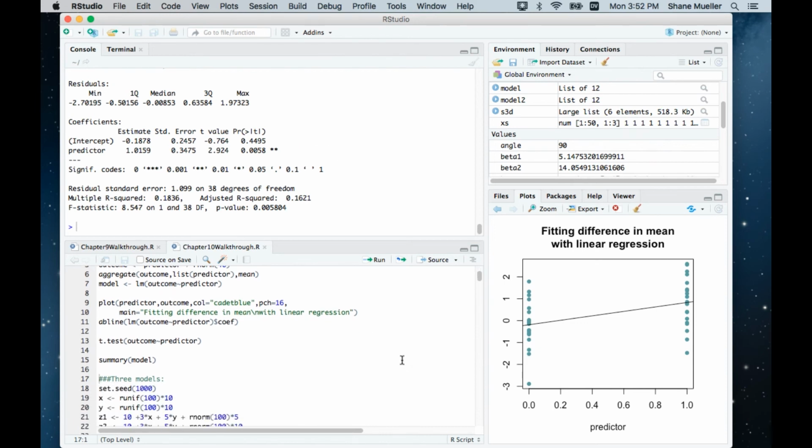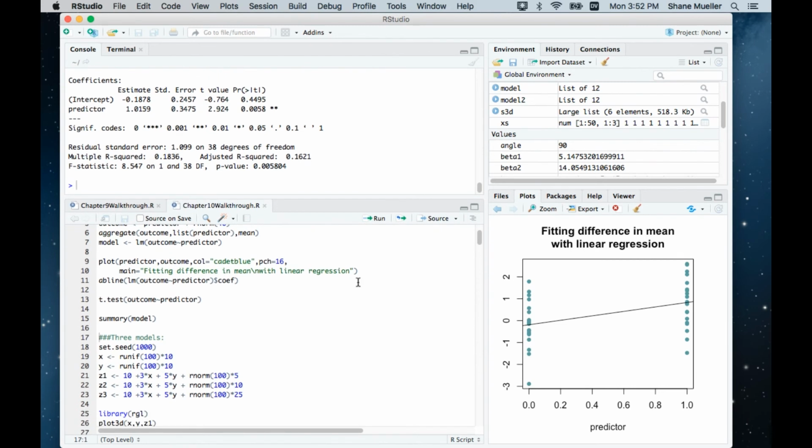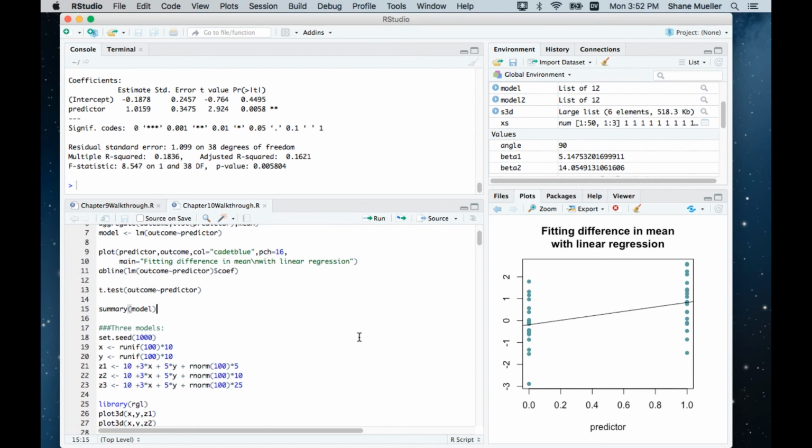Okay, so there's a link here between t-tests and regression, and obviously there's a link between regression and correlation, but they're asking different things. It's not going to be true that if you do a correlation and a t-test, you're going to get the same insight in all cases.